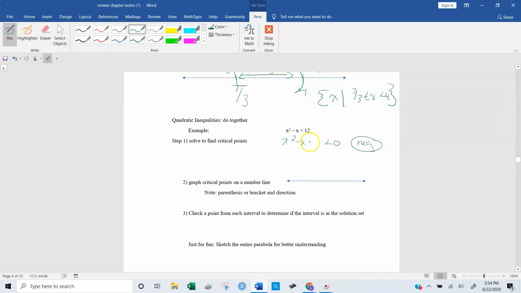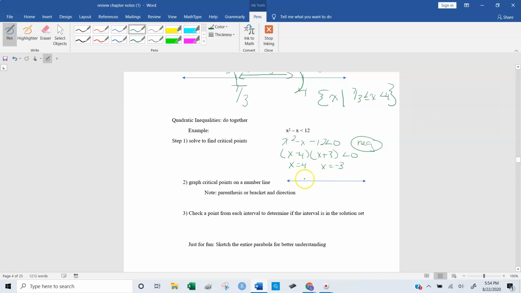Okay, so we got minus 12. Now, factors of 12 that give you 1, and you're subtracting, so you know that's 4 and 3. So it's x minus 4, because I need the negative 1, x plus 3 is to be less than 0. Now, this has to be negative here. So I know my critical points are where you set these equal to 0. So that's going to be x equals 4 and x equals negative 3.